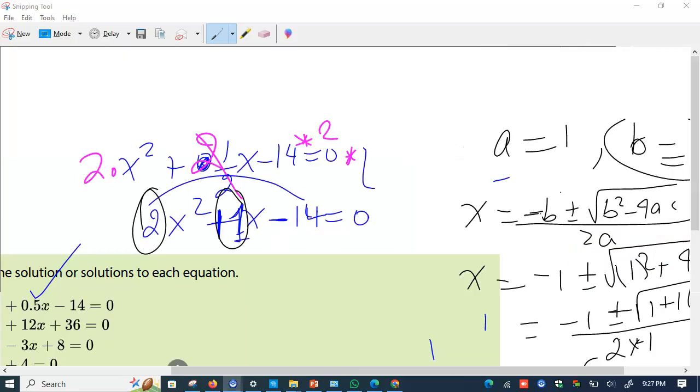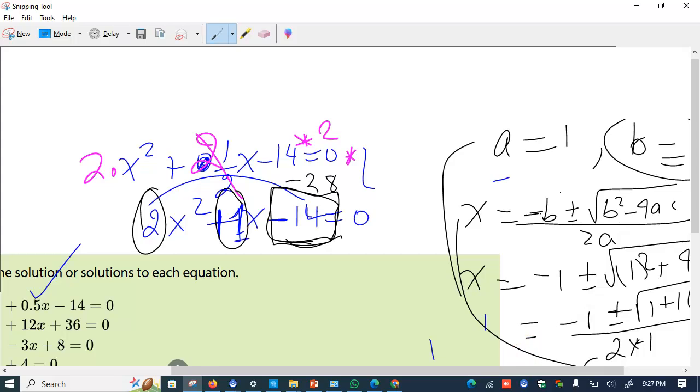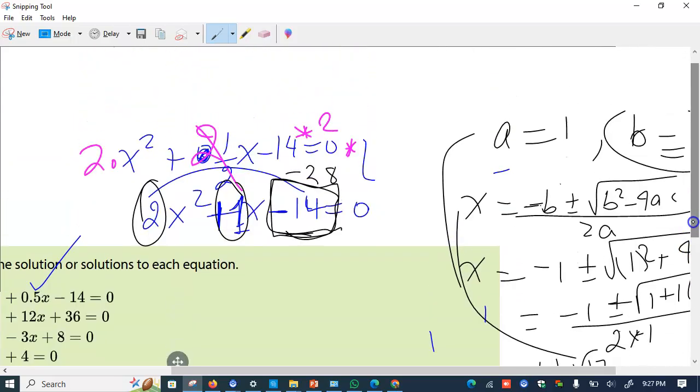And you're done. Anyway, have you seen I made a mistake here? This is the mistake. I think it should have been minus 28 here. So I'm sorry. But the good thing is we know how to use the quadratic formula. Let's see if this was the case. So it is 2x squared plus 1x and then minus 28 equals 0.